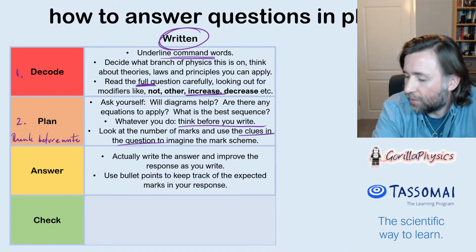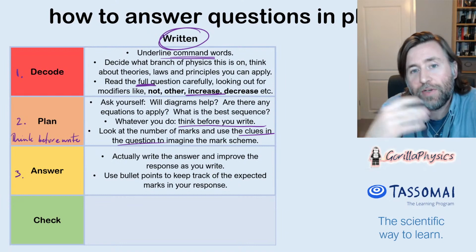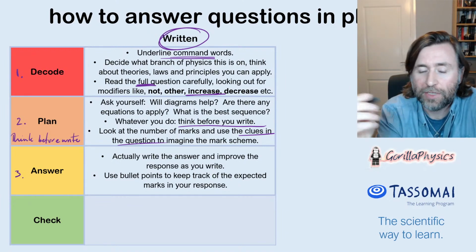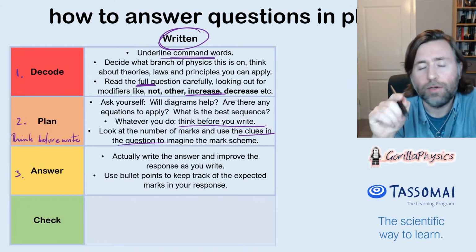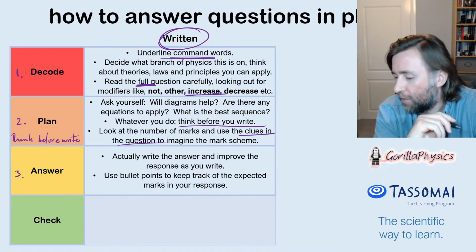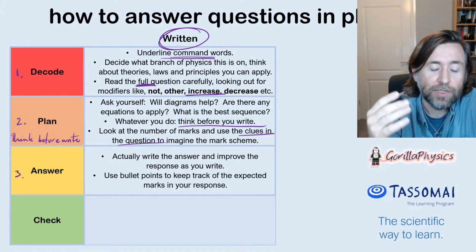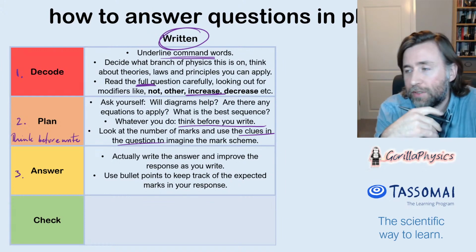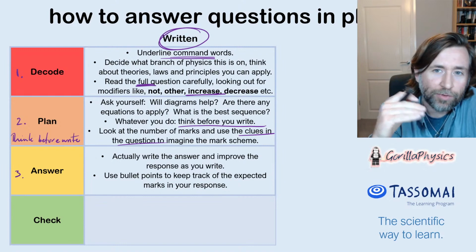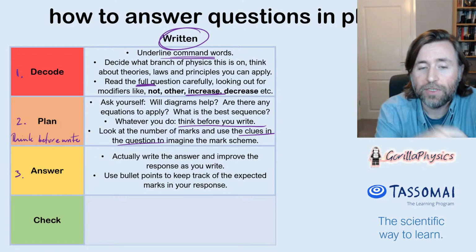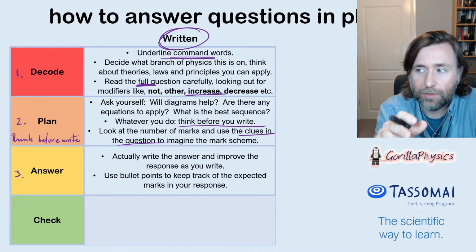Then actually write the answer. That's the third step. And as you're writing, because you've had that time to think, you'll improve the response as you write. So as you write, you'll think, oh, actually, I'll put this word in there. Or actually, I remember that detailed bit that I need to get in there. And you can use bullet points, and bullet points are especially useful when you're writing your answers in written questions, because they keep track of the number of separate things you've said. Even in a quality of written communication, even in a 6-mark level of response question, you can use bullet points.